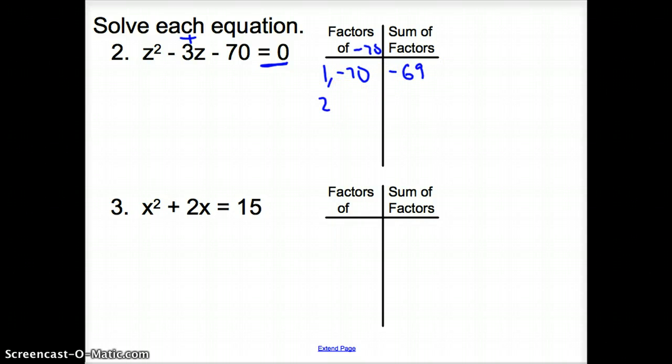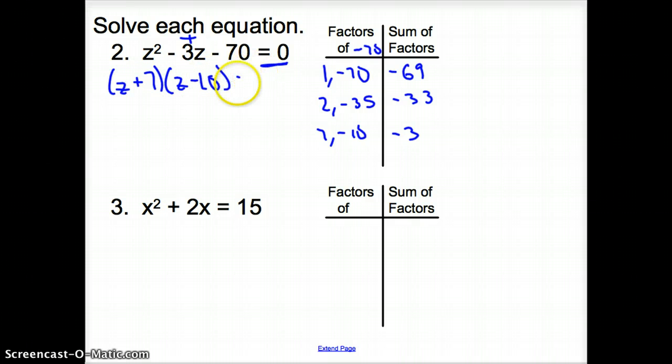Then I go 2 and negative 35. That adds up to be negative 33. Then I'm moving down the line to 7 and negative 10. That adds up to a negative 3. Hey, that's what we're looking for. So now I'm going to put these two factors in the parentheses. So I go z plus 7 and z minus 10.